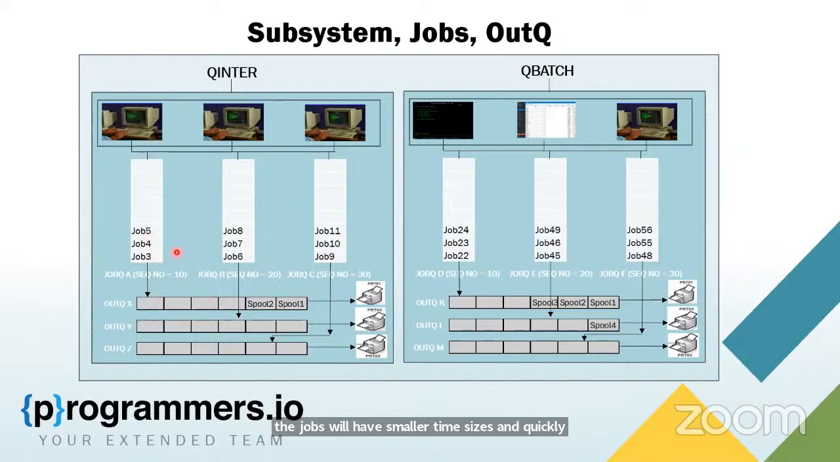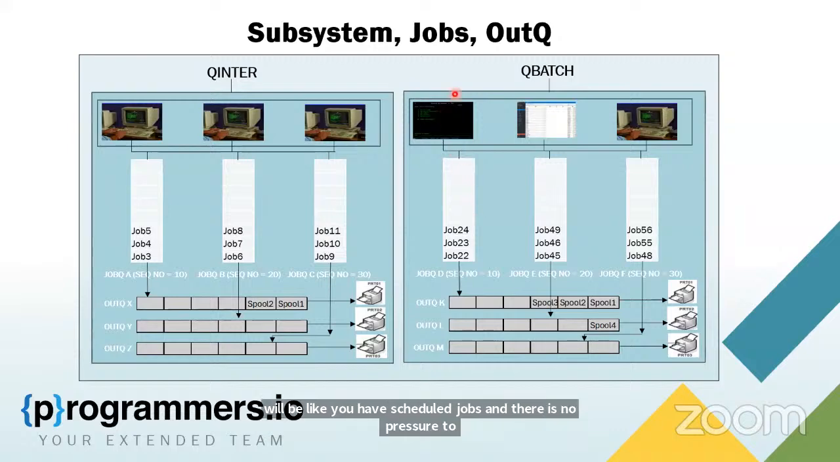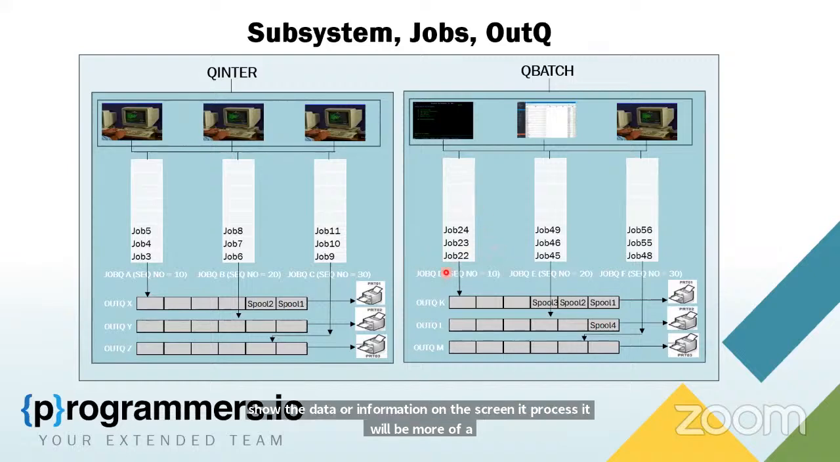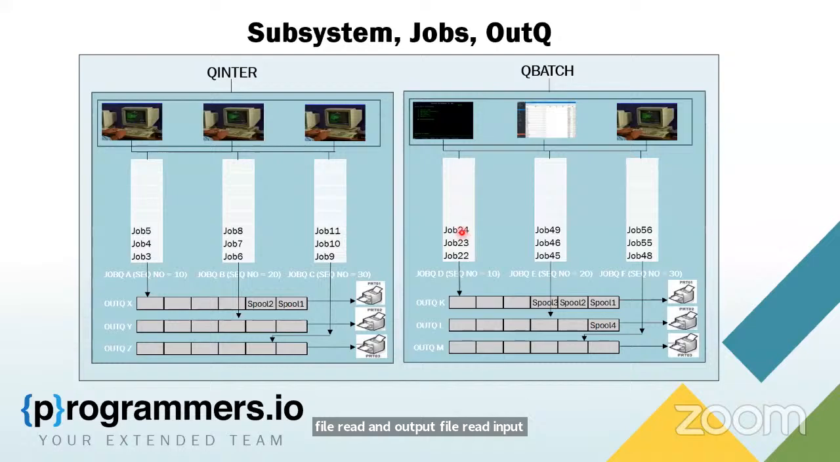They'll give equal priority to most of the queues, otherwise it follows the sequence number. And then nobody will be feeling a lag. But batch is a little bit different. Batch is like you have scheduled jobs and there is no pressure to quickly show the data or information on the screen. It will be more of a file read and output, file read, input, output, and then update. Those kinds of jobs are running here.